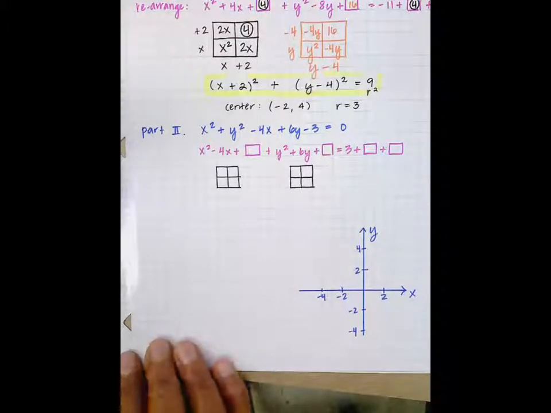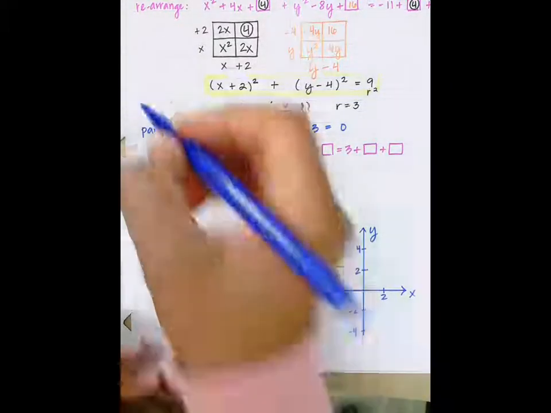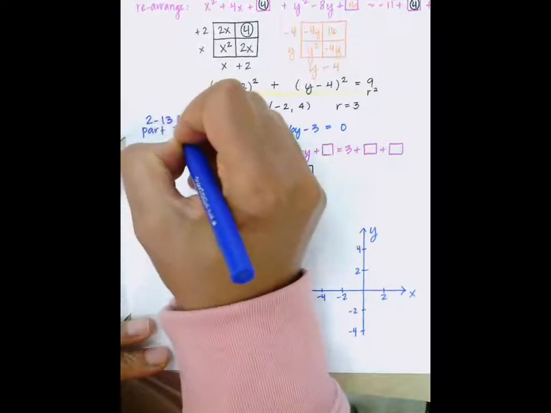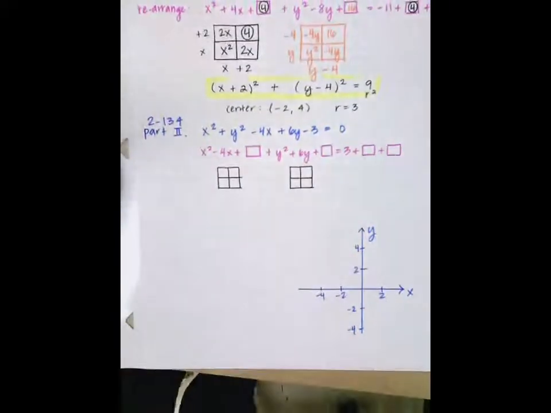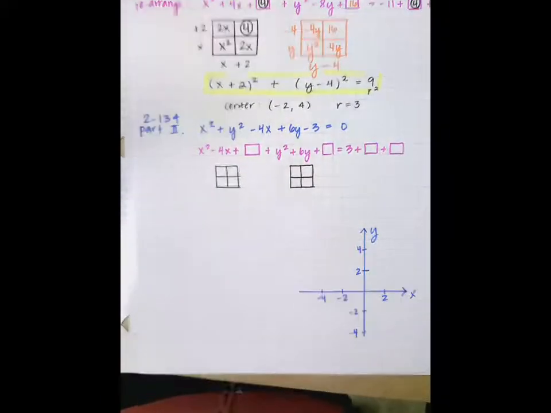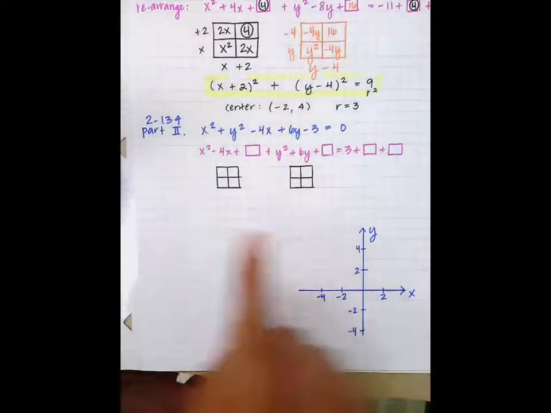Hello, this is problem 2-134 from Integrated Math 3. This is the second part of the problem where they're asking you to complete the square again. And this is a circle graph.